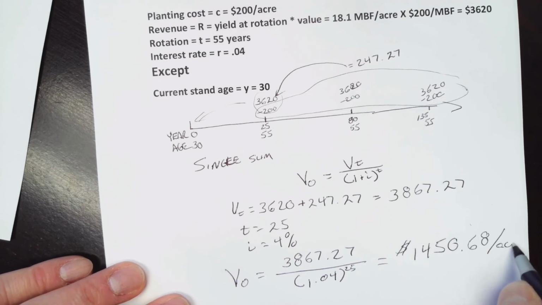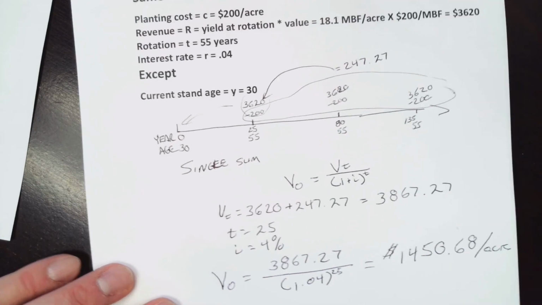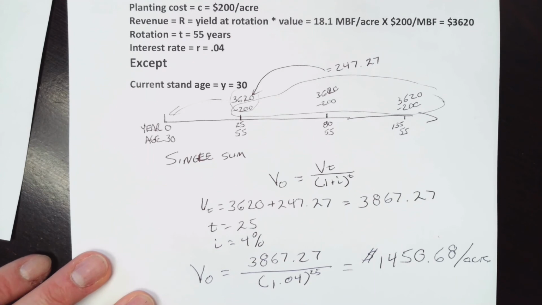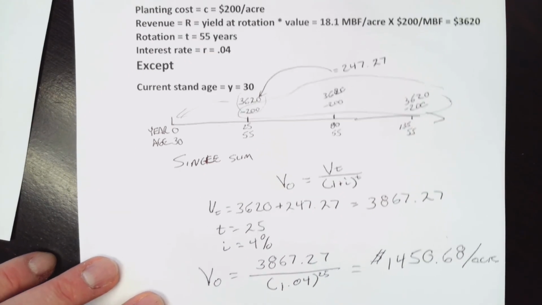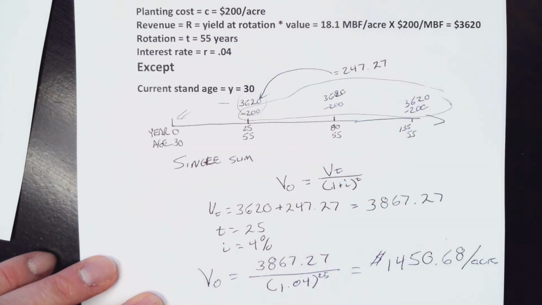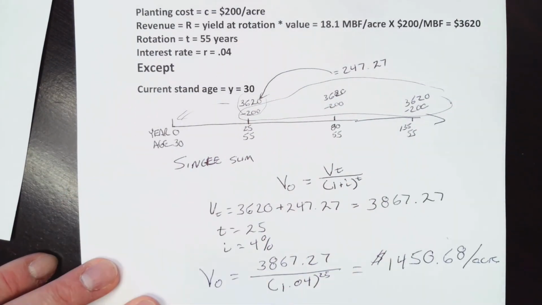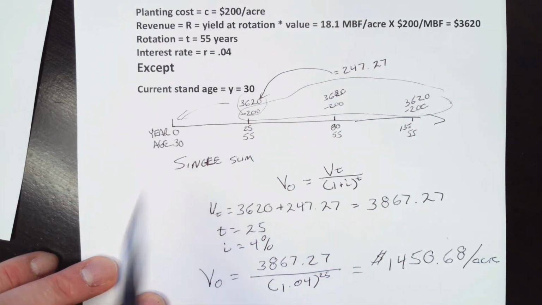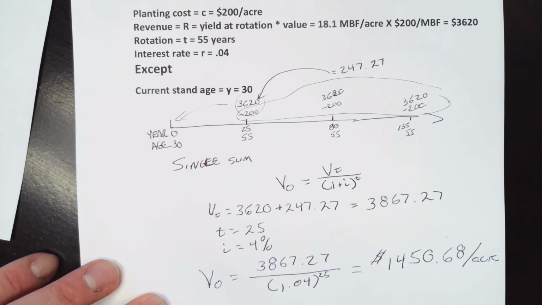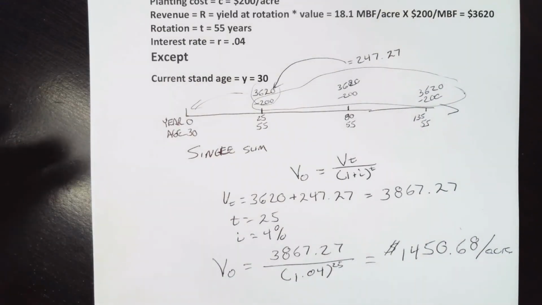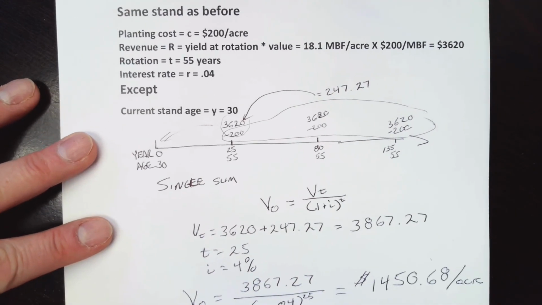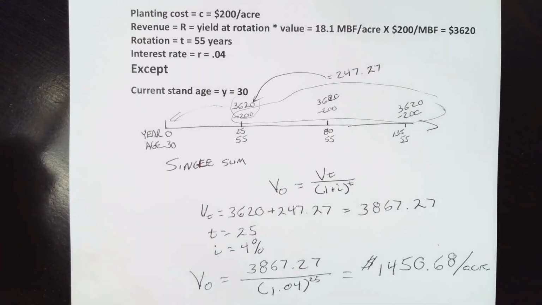It equals $1,450.68 per acre. So if we were out there bidding on land for a conservation group, for Idaho Department of Lands, for a company, whatever it is you're doing, and this is what you think you can do with that property, and you've been given this discount rate, if it was 30-year-old timber out there, I would pay $1,450 per acre for it. If it was bare land, I would pay $247.27 for it. So that's how you do it. Hopefully that helps, and I will see you guys in class.